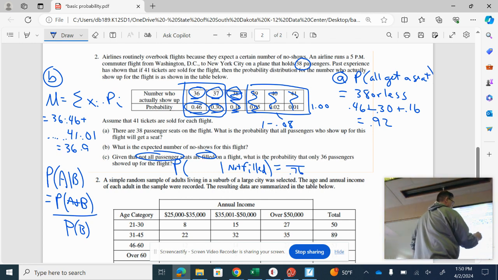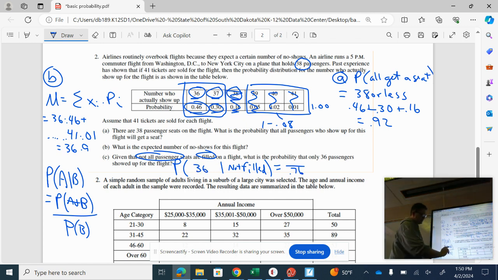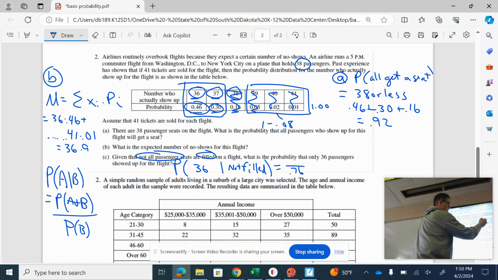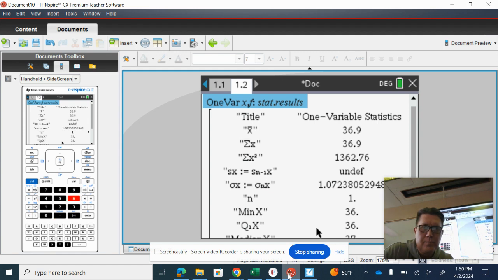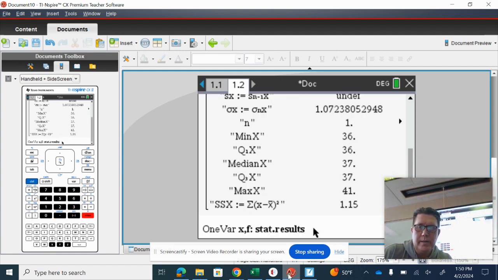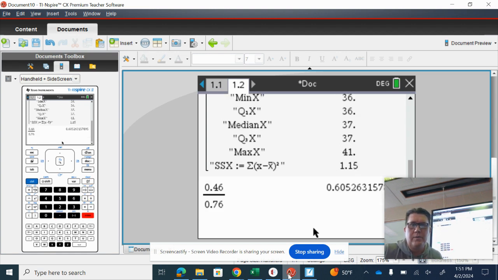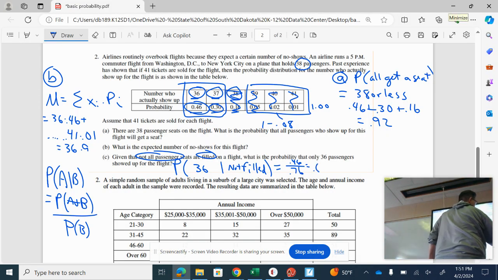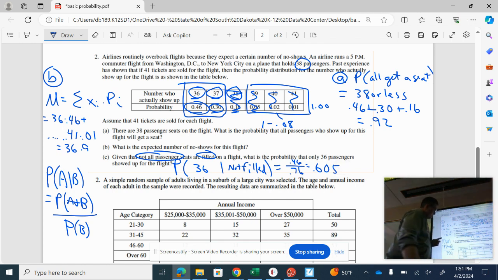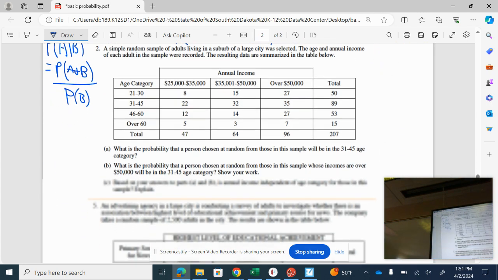What's the probability that 36 show up? So this has to be both A and B. It has to be both 36 and not filled, which the only one for that is the 36. So we take the 46 divided by the 76 on that, and we get 60.5% for that one. That's a given probability. I do believe everybody should be able to do a given probability on that, so hopefully you remember that and are reviewing that.